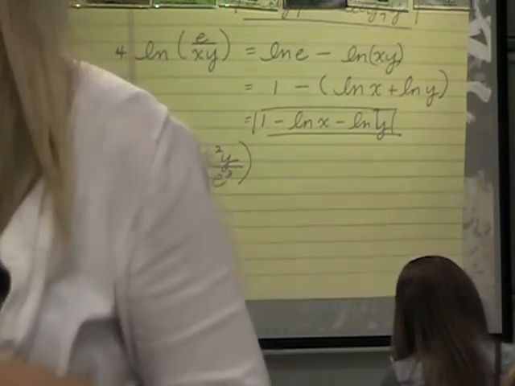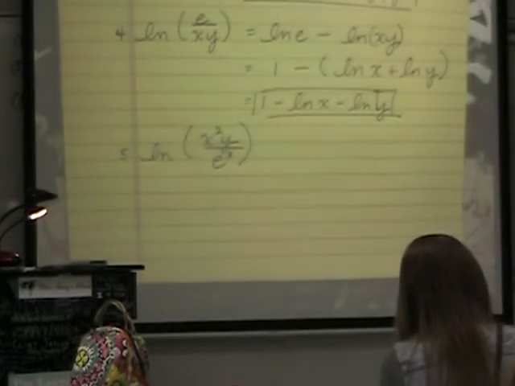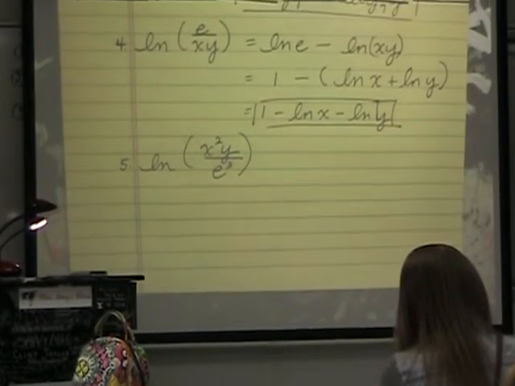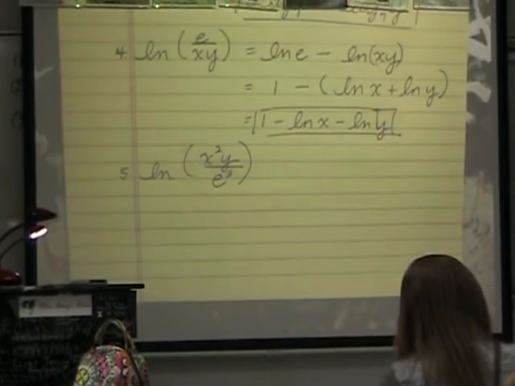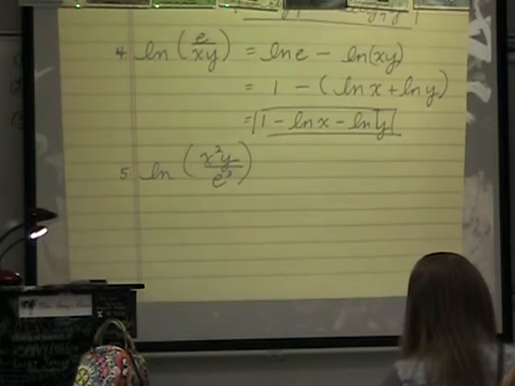Remember that your numerator comes first when you're expanding the division. So you want to take the natural log of the numerator, the top of the fraction, and then subtract off the natural log of the denominator. So that should be your first step.